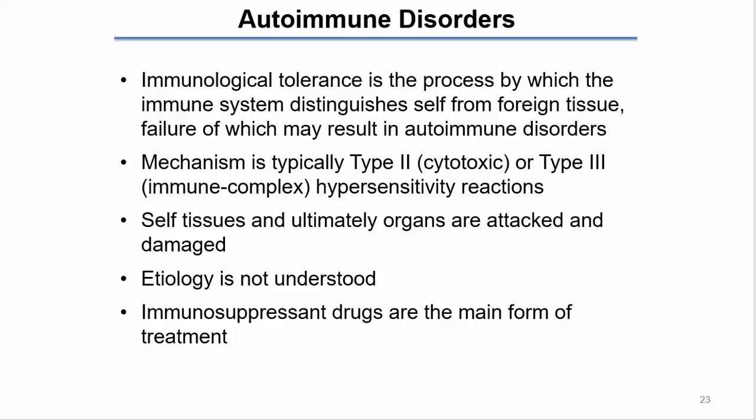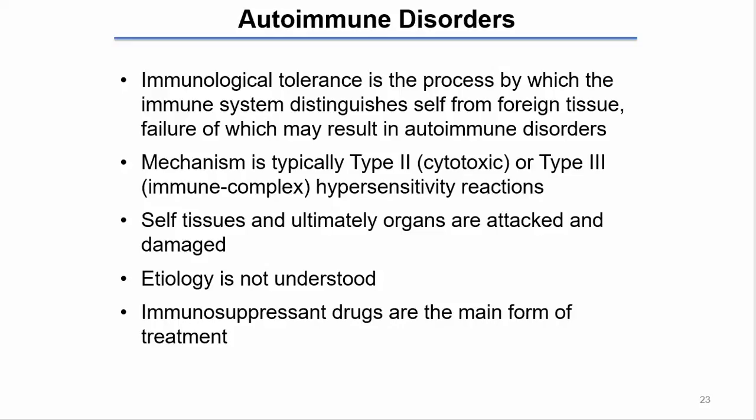So autoimmune disorders are when the immune system, the thing that we want to protect us, loses its ability to distinguish a foreign tissue from self. Nobody knows why on some people this happens and why it happens in the ways that it does.